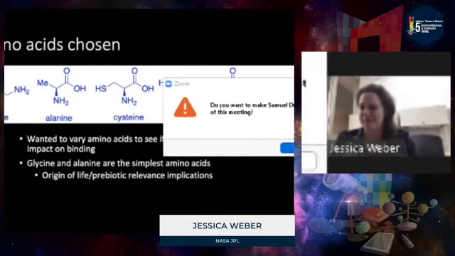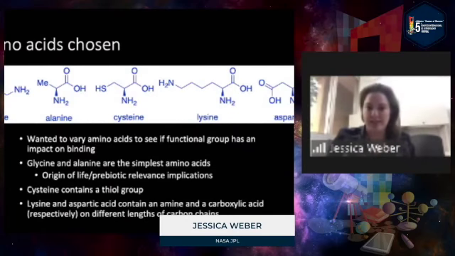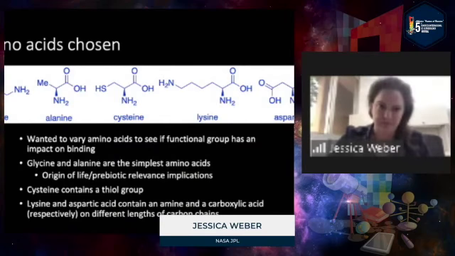Although we wanted to, again, vary it to make sure we had some interesting opportunities for reactivity. So we included cysteine, which has a thiol group, which is known to be redox active, as well as lysine and aspartic acid that contain an amine and a carboxylic acid, but at very different carbon chain lengths. So we thought that this was a nice mixture of amino acids that we could really test the effect of the size of the amino acid as well as the functional groups present.